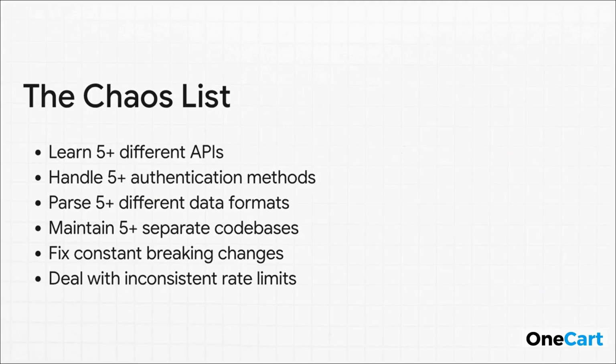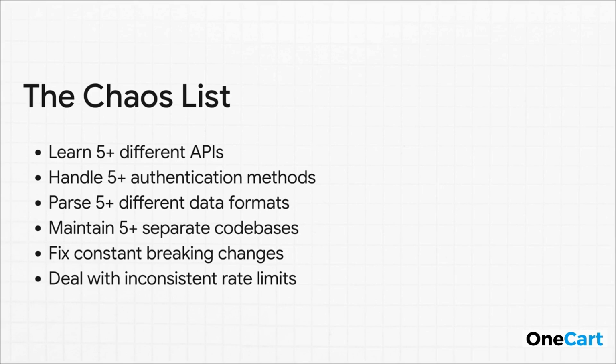And here's the breakdown of that chaos. It's not just one big problem, it's a whole bunch of smaller, incredibly annoying ones stacked on top of each other. First, you've got to learn 5 or more different APIs, each one with its own weird little quirks. Then you're juggling 5 different ways to log in, different authentication methods. Then you have to figure out 5 different data formats. An order from one platform looks totally different from an order on another, even though it's the same darn thing.